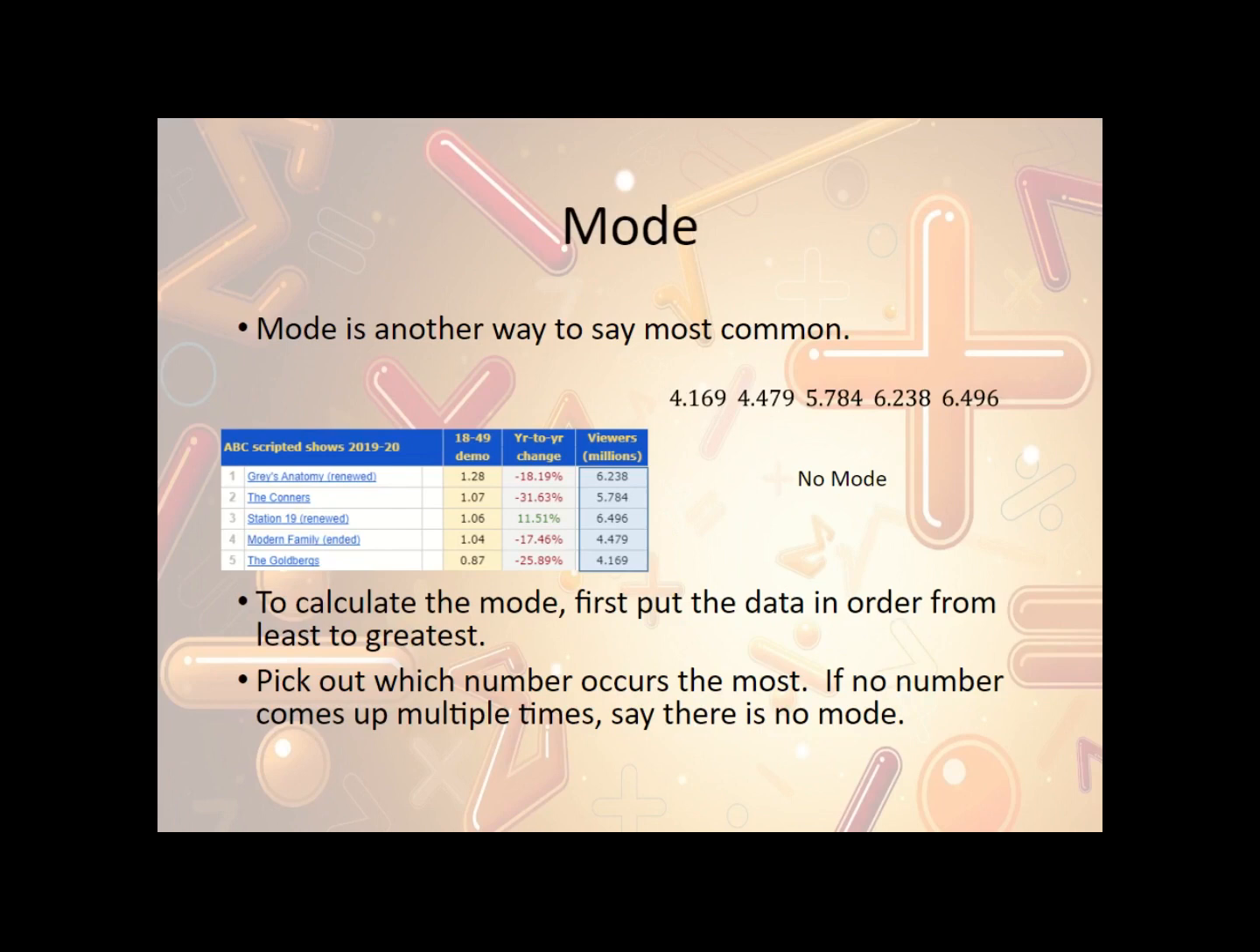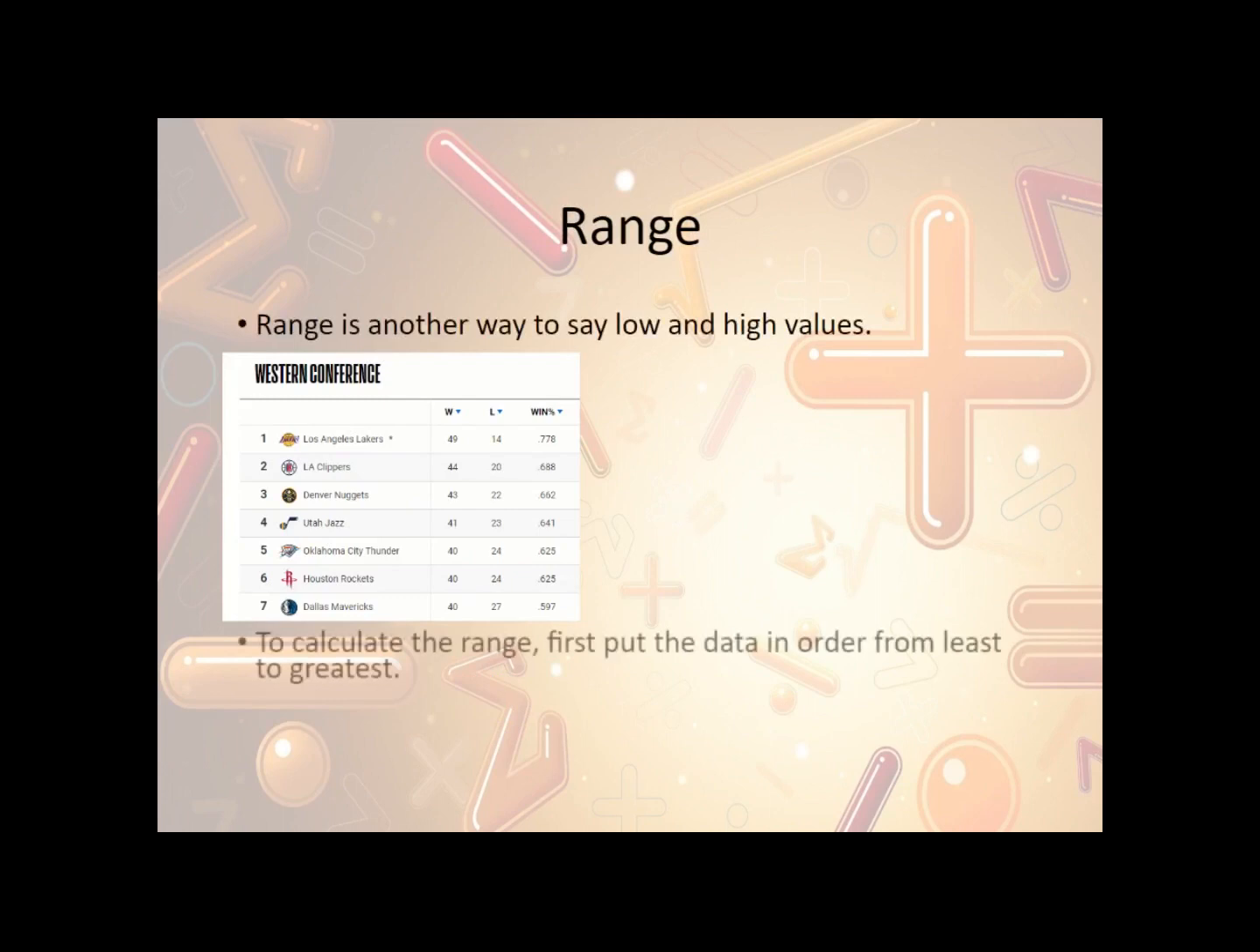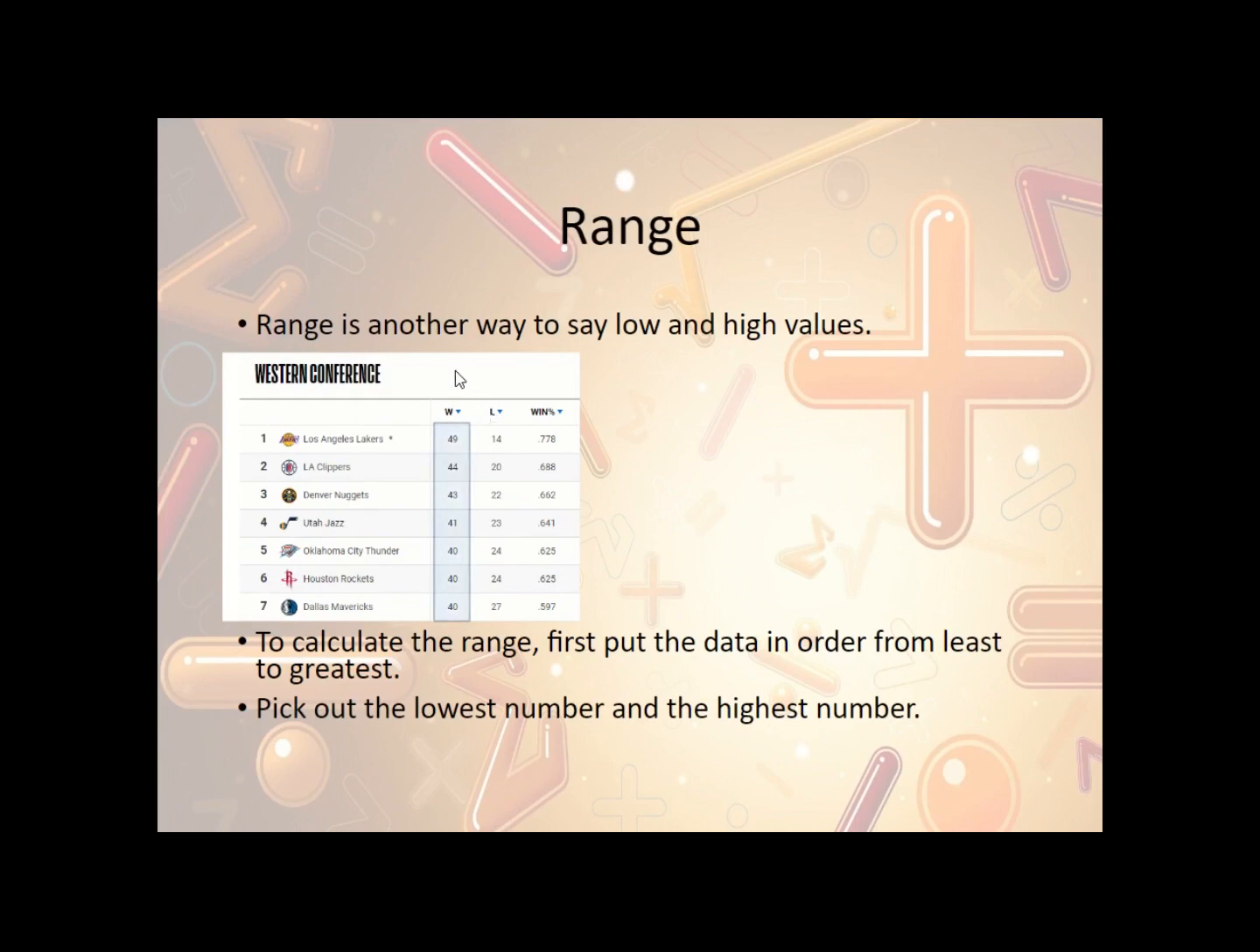Now, range. The range is a way to say the lowest and the highest values. So to find the range, you put them in order from least to greatest, and then state the lowest number and the highest number. So here we take our win total, put them in order from least to greatest. Our lowest number is 40. Our highest number is 49. So we'd say our range is from 40 to 49.